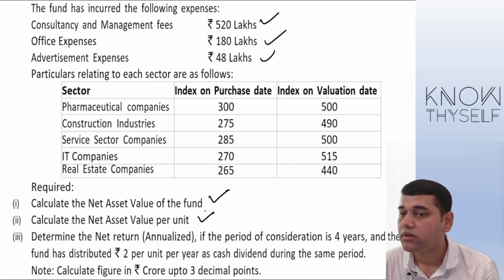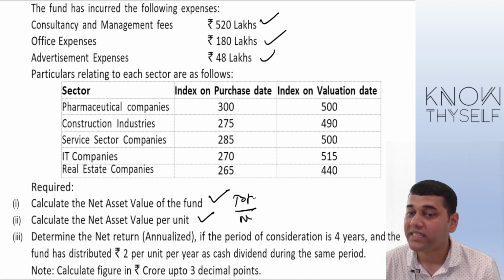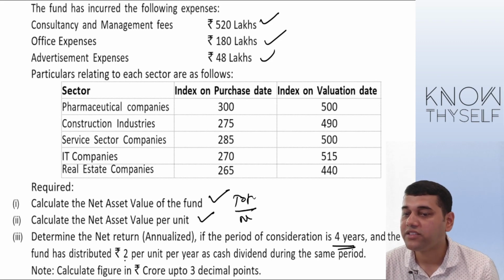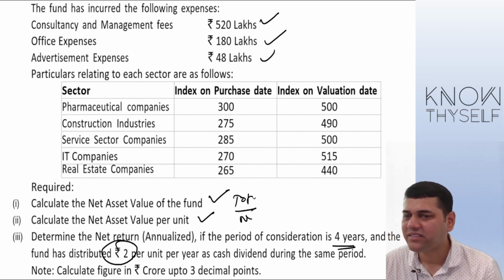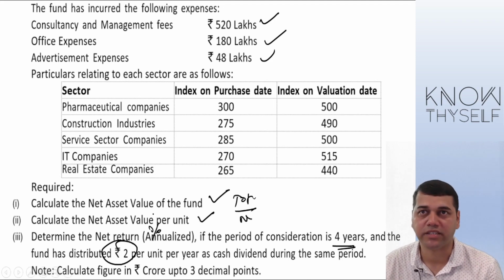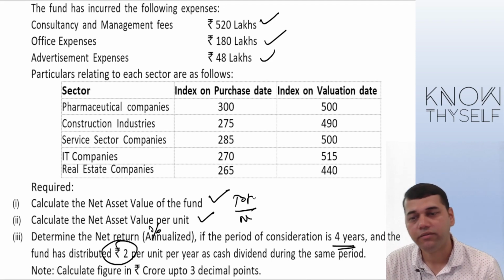How? Net asset value is total assets, total net assets. Divided by the number of units, you get the net asset per unit. Determine the net asset return annualized. Okay. If the period of consideration is 4 years, and the fund has distributed rupees 2 per unit as cash dividend during the same period, calculate in rupees crores up to 3 decimal points. Now, this is the percent return, which we are going to come to next. Returns we are going to discuss. I'll tell you what to do.